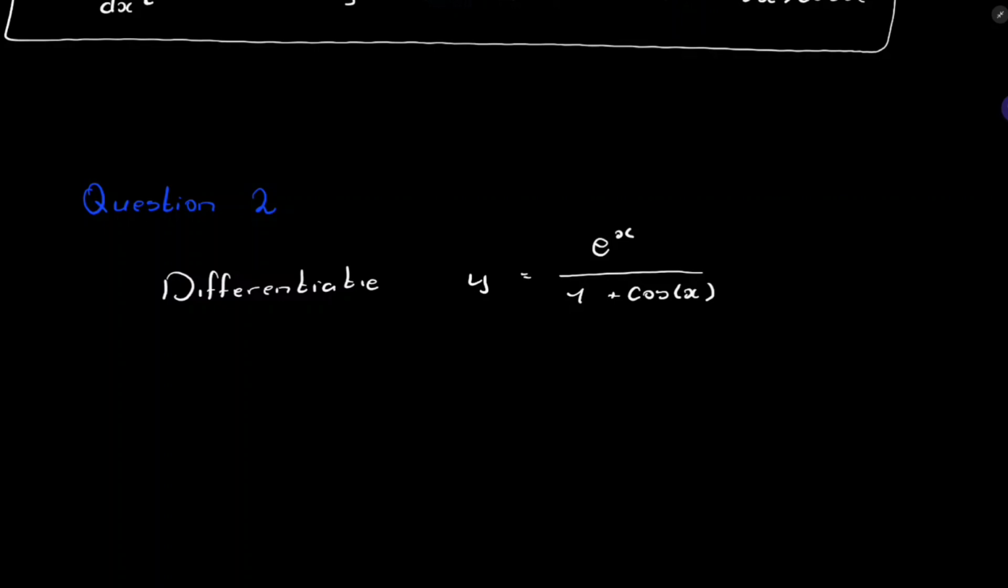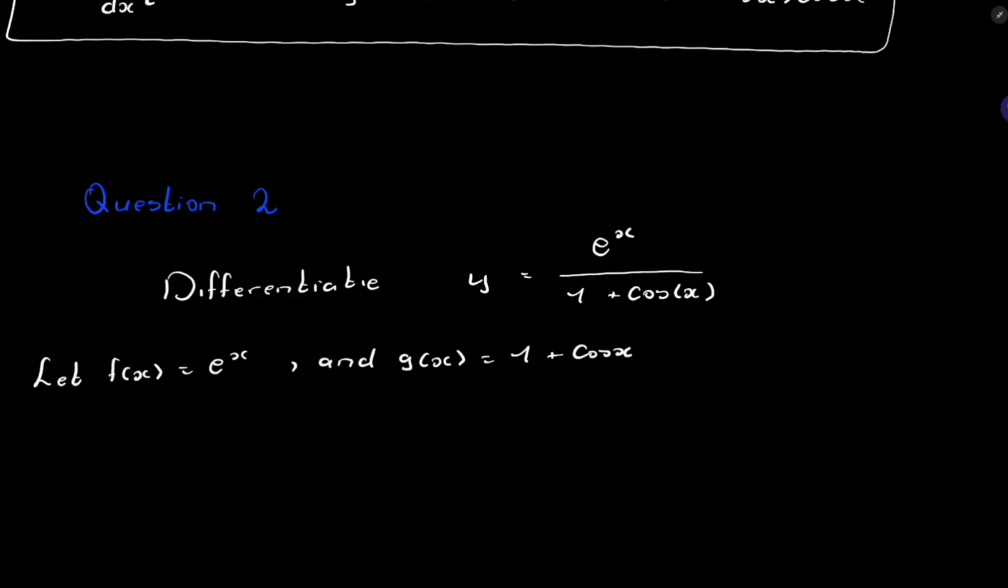We identify each function. So we'll say, let our f of x be equal to e to the x, and g of x be equal to 1 plus cos x. Knowing already that our function y can be written as one function divided by the other, what rule do you think can be used in this case? Of course, there is only one rule.